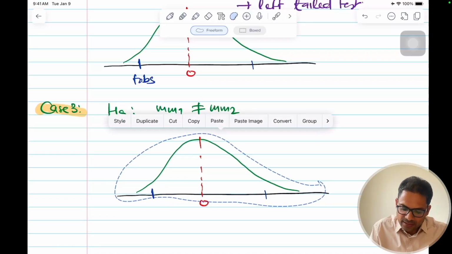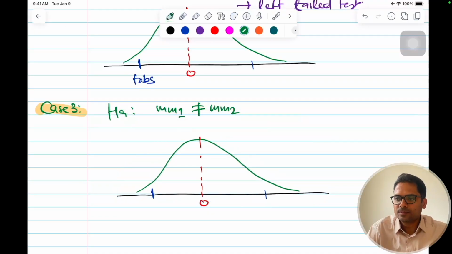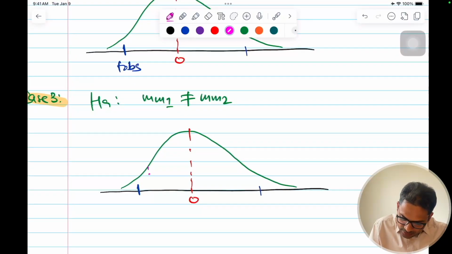So I'll have some significance level here, alpha. So I'll just write here. For example, this is my t alpha by 2, t alpha by 2. For the left side, I'll give another number. This is t1 and this is t2. Okay.